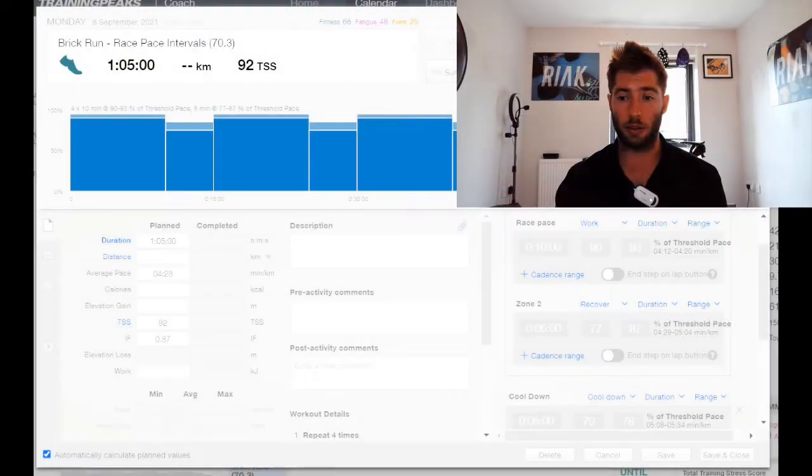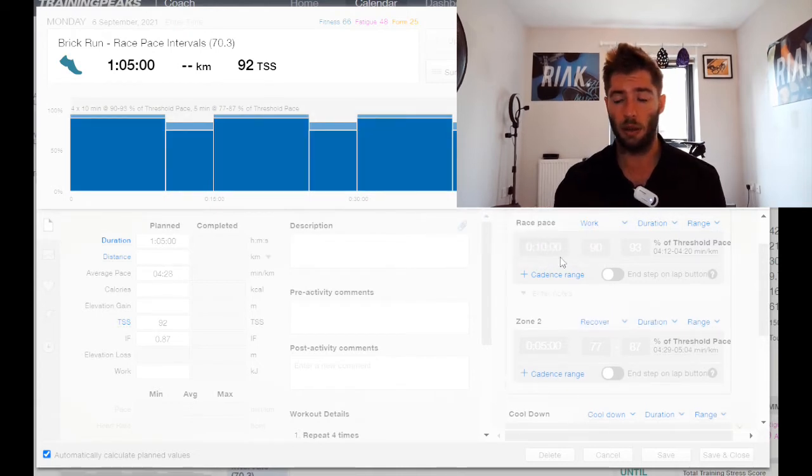So if we're looking at a half iron distance race, I'll just bring up the screen now. So this is using Training Peaks, and this is just a brick session that we set some of our athletes, just to illustrate the point really. If we're looking at the numbers for the race pace aspect of the brick session, for a normal half marathon, you're looking at just over 90% of your 5k pace, generally speaking, in terms of a target half marathon pace.